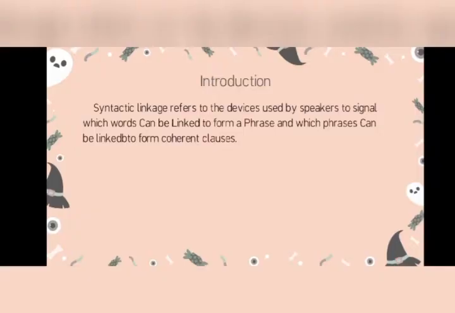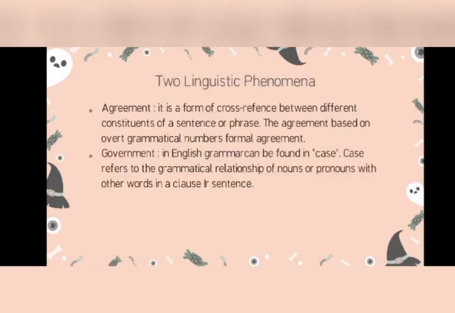Syntactic linkage refers to the device used by speakers to signal which words can be linked to form a phrase and which phrases can be linked to form coherent clauses. Then two linguistic phenomena: agreement and government. Agreement is a form of cross-reference between different constituents of a sentence or phrase. The agreement is based on overt grammatical numbers, formal agreement.